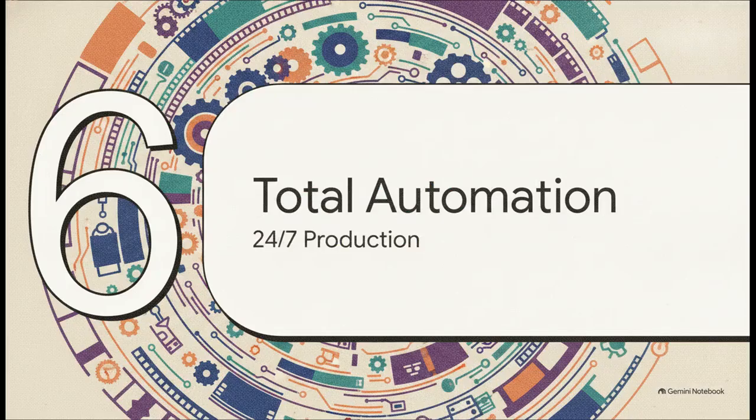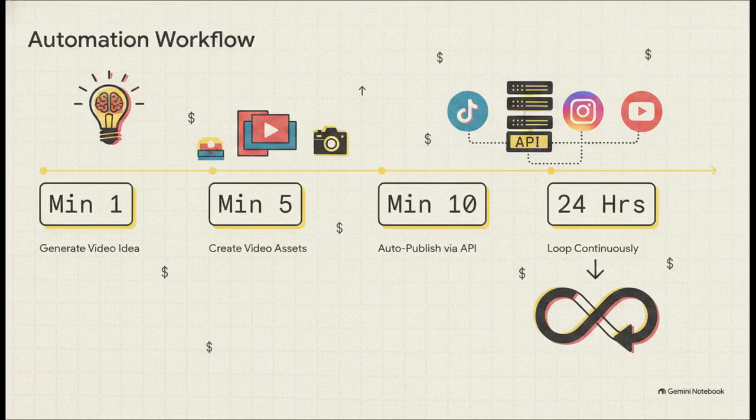And finally, Section 6, Total 24/7 Automation. So MoneyPrinterTurbo includes built-in settings for an upload-post API, which connects directly to platforms like TikTok, Instagram, and YouTube. Furthermore, by giving your server's AI agent access to these tools, you can instruct it to infinitely loop this entire process. You can literally tell the AI, generate a new video about interesting science facts and upload it to my TikTok every few hours. The system will brainstorm the idea, create the assets, auto-publish the video, and just loop continuously without you ever lifting a single finger.